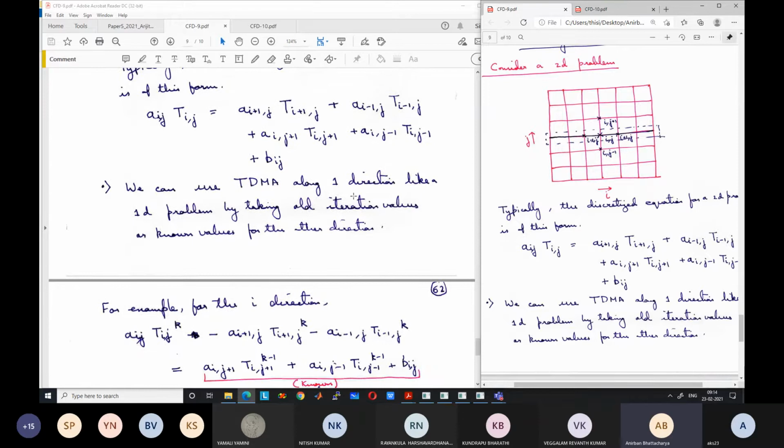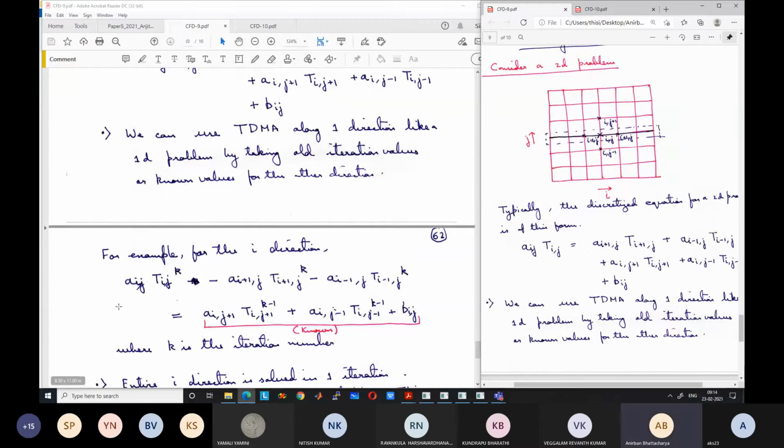For our present example, a_ij T_ij for the kth iteration, plus a_(i+1,j) T_(i+1,j), minus, sorry, it is being brought on the left hand side. So minus a_(i+1,j) T_(i+1,j) for the kth iteration, which is also unknown, minus a_(i-1,j) T_(i-1,j) for the kth iteration, again unknown. So these three are the unknowns along the i direction.